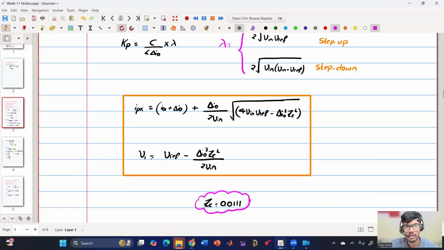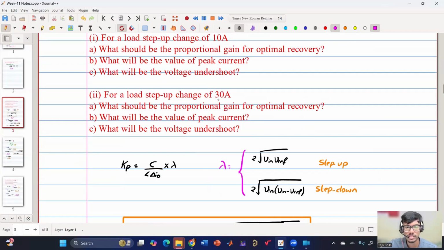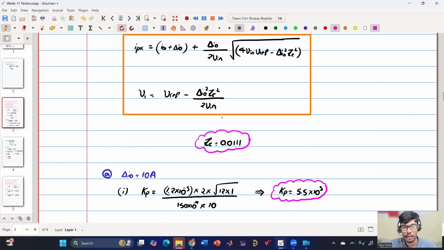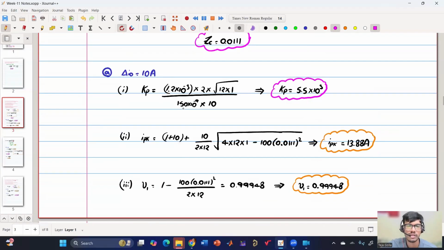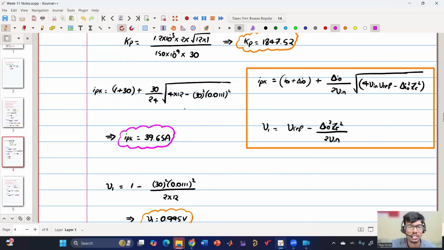And now V1 will be less because delta I naught is more. So the undershoot is more when the load transient is more, which is also obvious because the capacitor will discharge more in order to supply the charge to the output, which is higher in this case. So the capacitor will discharge more, and now the controller has to ensure that it will come back to the original reference voltage, which is V reference. So this is about the load step up transient.